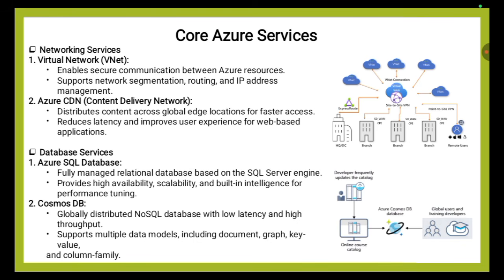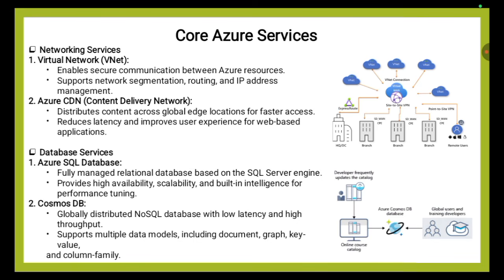high throughput. The first image shows a virtual WAN architecture where multiple VNets, virtual networks, are connected through a virtual WAN hub. It illustrates secure communication between branch services, data centers, and remote users via ExpressRoute, site-to-site VPN, and point-to-site VPN.